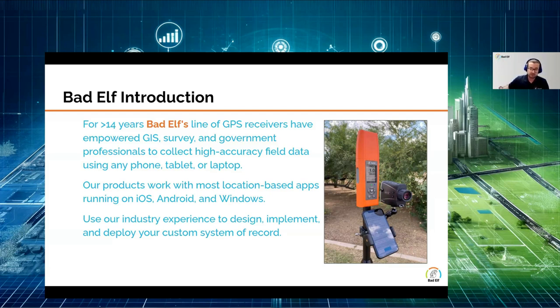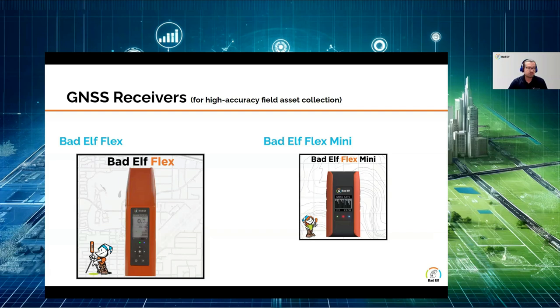You connect it via Bluetooth to your Android, iOS, or Windows tablet or phone. You could connect peripheral devices like laser rangefinders or other types of digital bubble levels. But effectively, you open up an app like Esri Field Maps, or maybe even something like Deep Walk, and you're augmenting the position of your phone or your tablet with high accuracy. We have two main product lines, the Elf Flex and Flex Mini.